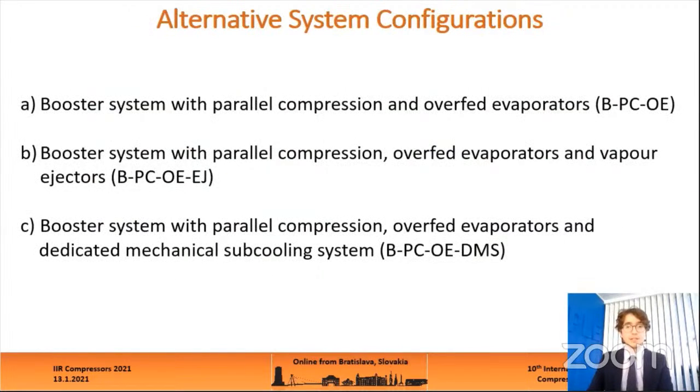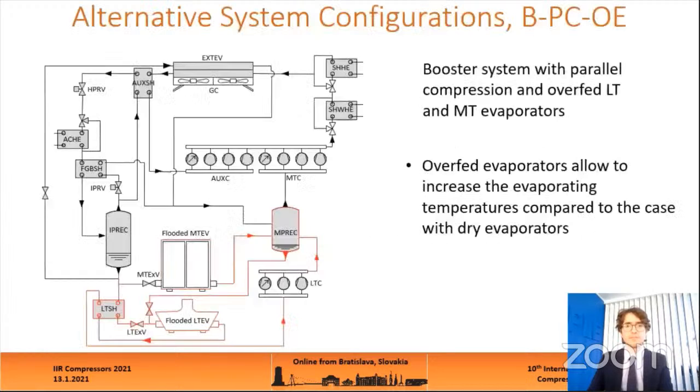Some alternative solutions have been analyzed to increase the performance of a benchmark configuration, the one of the monitored system, considering the climate data of 2 different cities, Bratislava and Athens. The first one is a booster system with parallel compression and overfed evaporators at both medium and low temperature levels.